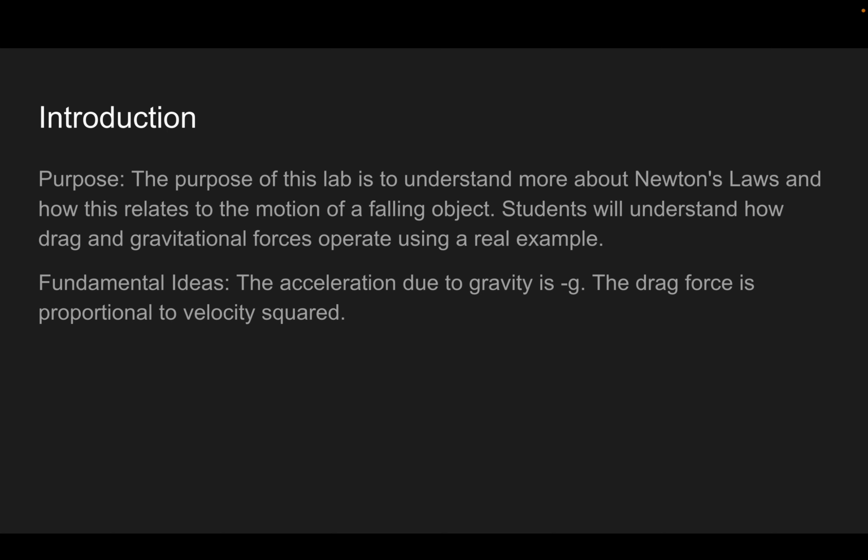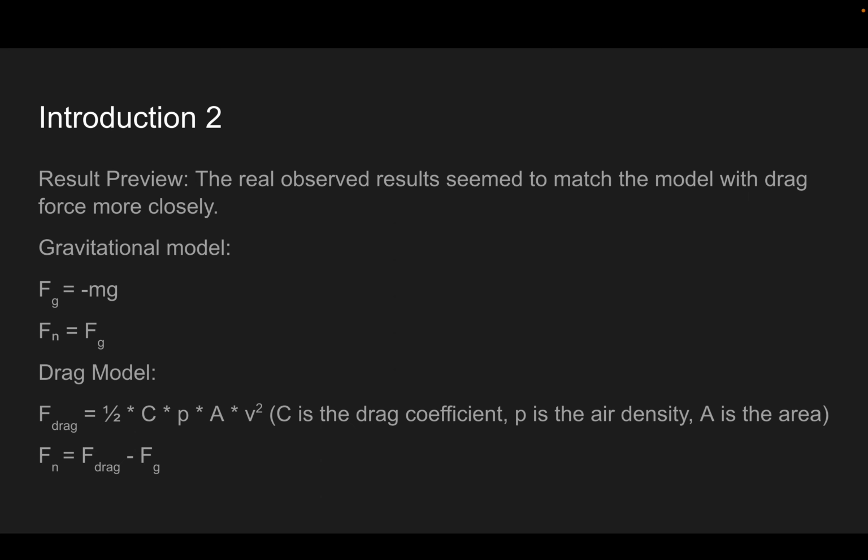The fundamental ideas are basically that the force of gravity is negative mg, but the acceleration due to gravity is negative g, and the drag force is proportional to the velocity squared multiplied by a bunch of constants like the drag coefficient, air density, and the area of the thing that you're dropping, which in this case is a plate from a certain height, around 1.65 meters, and it's dropped with an initial velocity of 0, from rest.